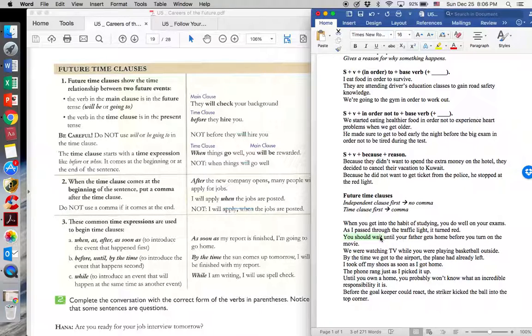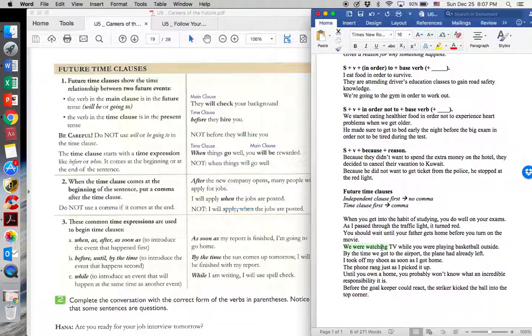You should wait. We could end the sentence right there. But first we have to wait until your father gets home, and then we have another time word here, before you turn on the movie. So we have two different time references here. You should wait until your father gets home, and we could probably end the sentence right there. But we have another time clause, before you turn on the movie.